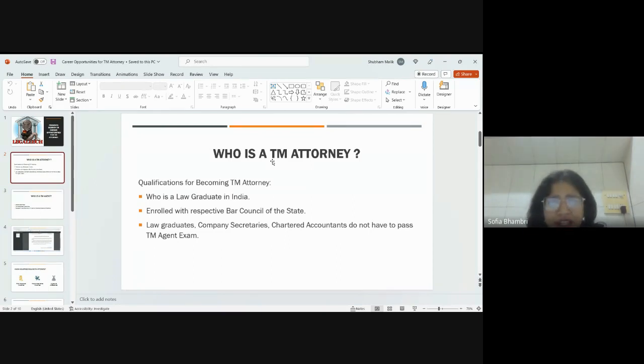I am sitting in Delhi right now, so I have a Bar Council of Delhi enrollment number. My enrollment number starts with D. Likewise, if somebody is enrolled in Uttar Pradesh, it will start with UP, and it's similar with the other states.